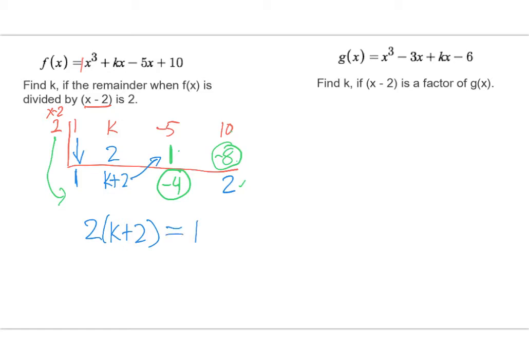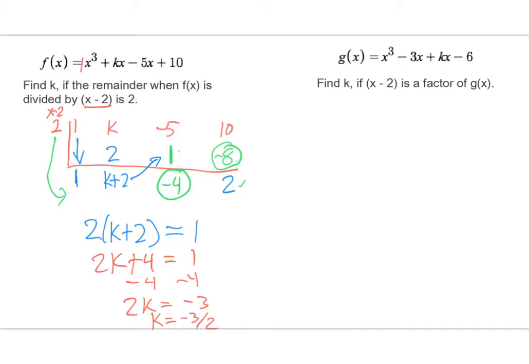When we go and solve this, I'm going to get 2k plus 4 is equal to 1, minus 4 to both sides. We get 2k is equal to negative 3. That gives me k is negative 3 over 2. So that should be negative 3 over 2 in this equation. At this point, we're done. We have solved for k.